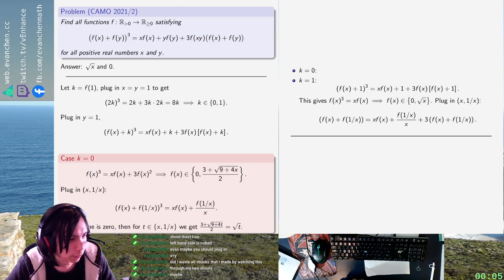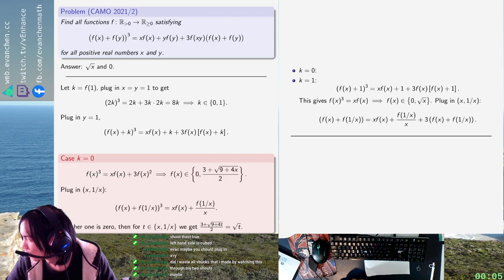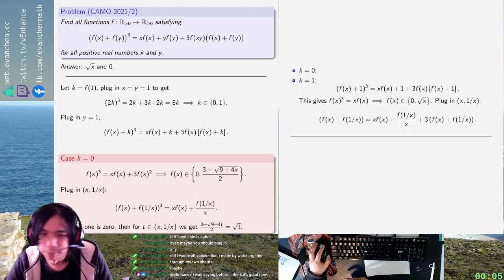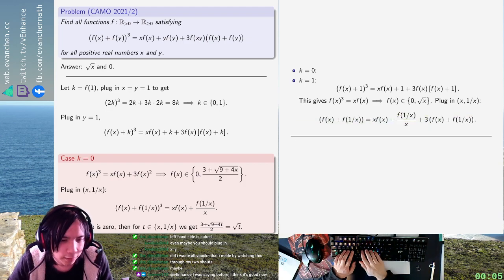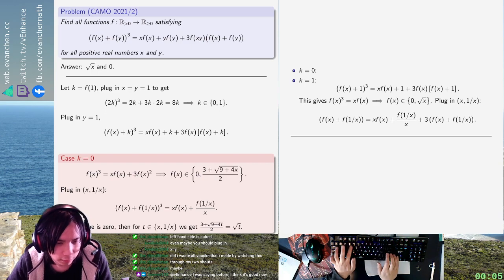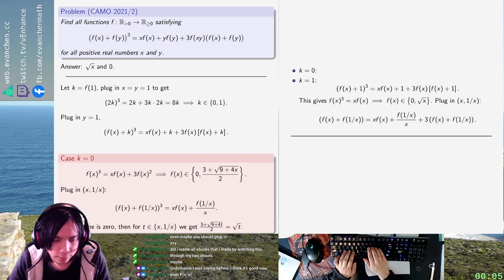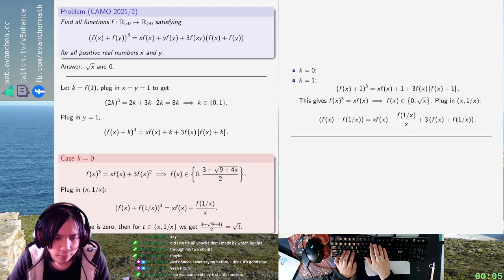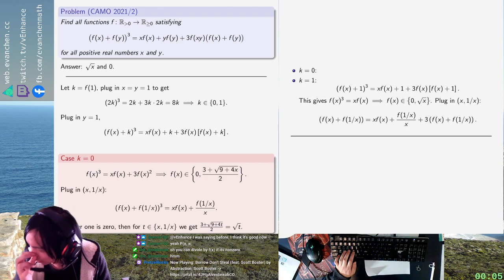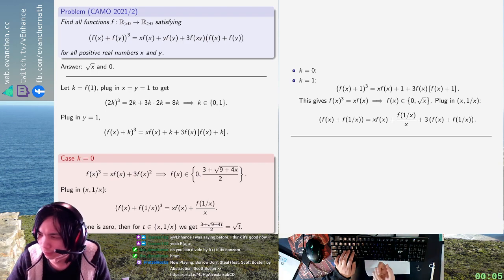Maybe you should plug in x equals y. You think x equals y will work better? That's true, actually. For this side, x equals y is probably a better idea. Okay. So plug in x equals y. I mean, the thing that's annoying is, what if everything is 0? Is the question.